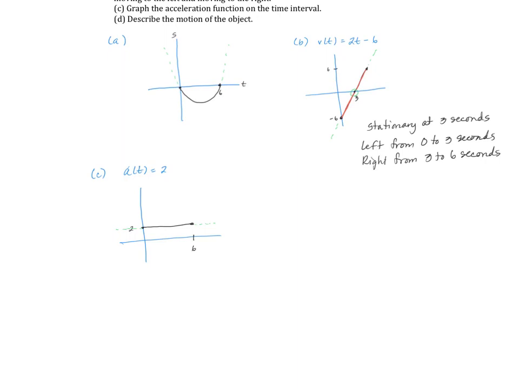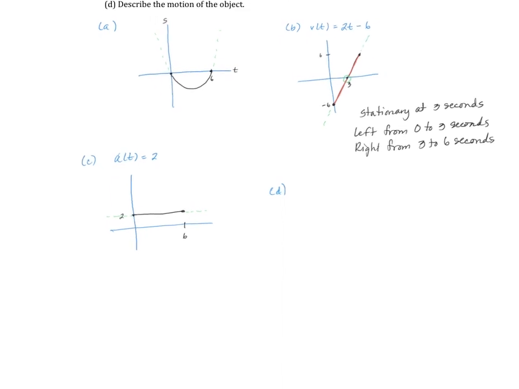Okay, so in part D, we're going to describe the motion of the object, just in general. What does all this mean? Well, let me go ahead and draw a little sketch of this. Let's say that we start here at t equals 0. Because the position function is negative, that means that the object is always to the left of the initial position.